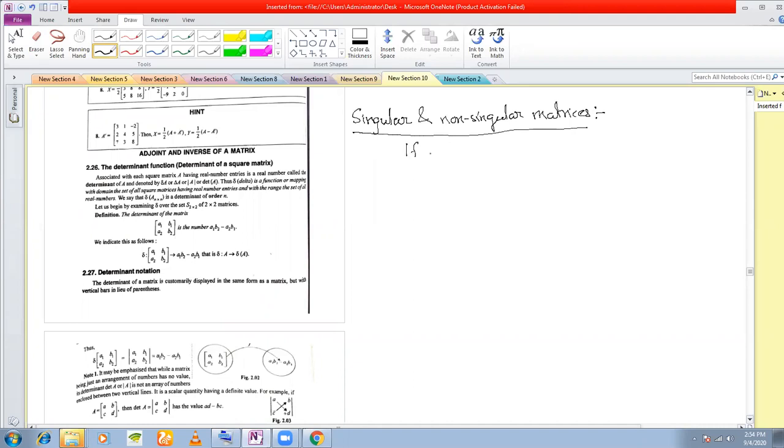If A be a given square matrix such that the determinant of A is not equal to 0. Remember, determinant of A is not equal to 0. A be any matrix such that determinant of A is not equal to 0, then A is called a non-singular matrix.